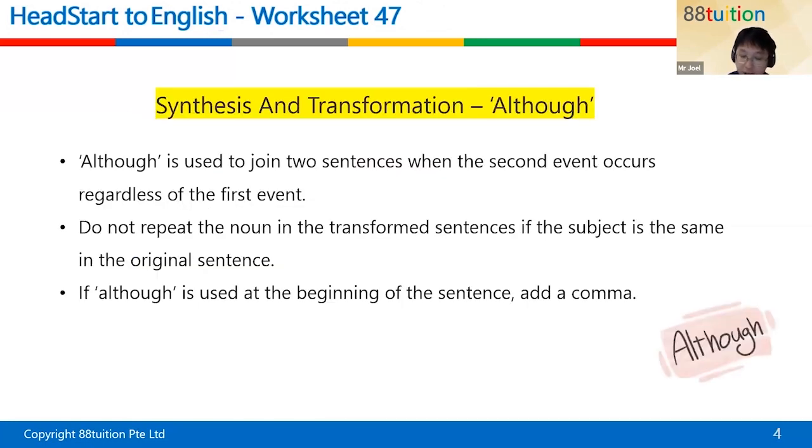Okay, so looking at the synthesis and transformation word, although, it's used to join two sentences when the second one occurs regardless of the first event. So although it's used very much like the word but, right? Although it's kind of like something else happened, although the first one didn't, kind of thing. Okay, so if the subject is the same in the original sentence, don't repeat the noun. If although is used at the beginning of the sentence, add a comma. I'll show you some examples, okay?